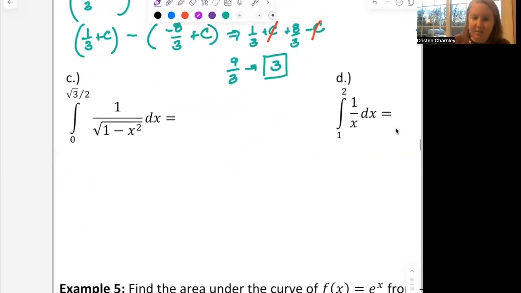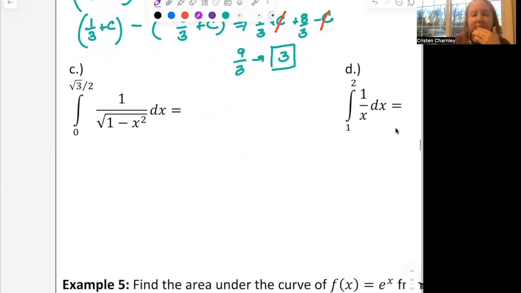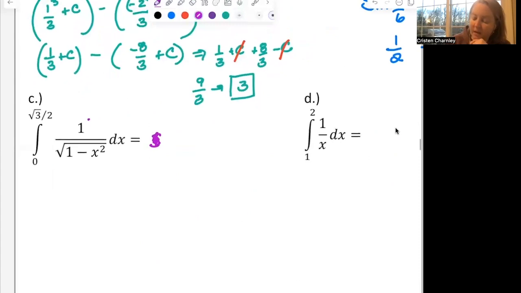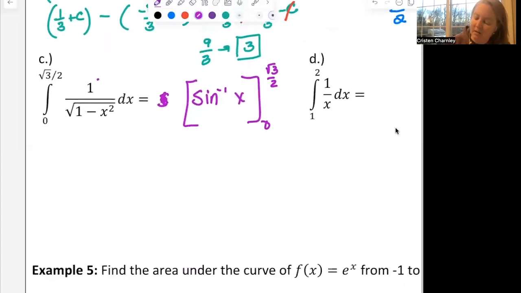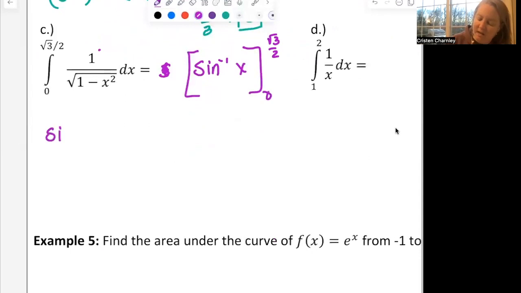Letter C, this one's kind of wacky. This is one of the special ones. If you look on the derivative side, there is one that has this as an answer, and that's inverse sine. Inverse sine of x, we're going to evaluate between 0 and √3/2. So this is the inverse sine of √3/2 minus the inverse sine of 0.